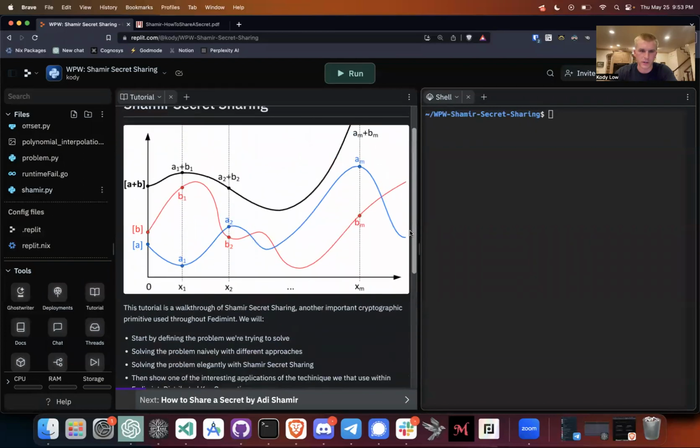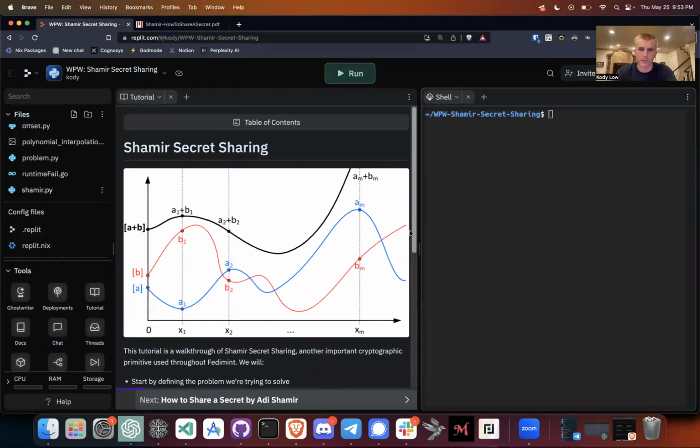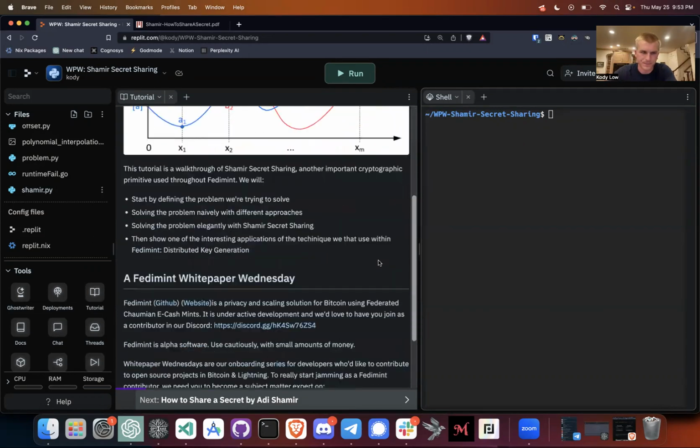So Shamir secret sharing is a really important cryptographic primitive. It's actually very approachable and easy, so don't be intimidated by this stuff. This is the best way to start introducing yourself to thinking cryptographically and doing some fun stuff with cool math, right?